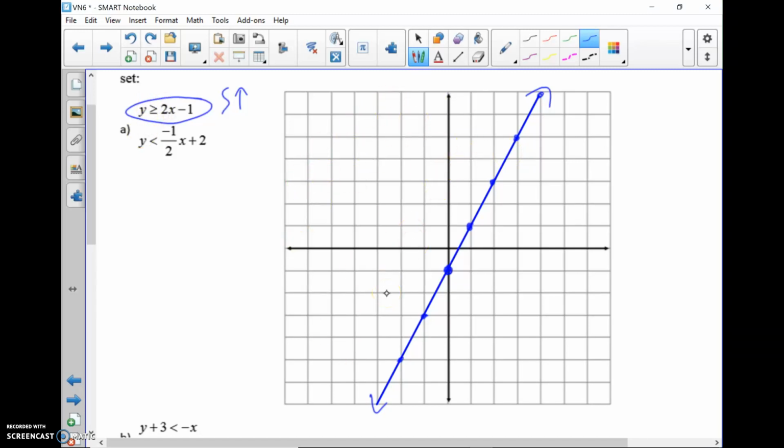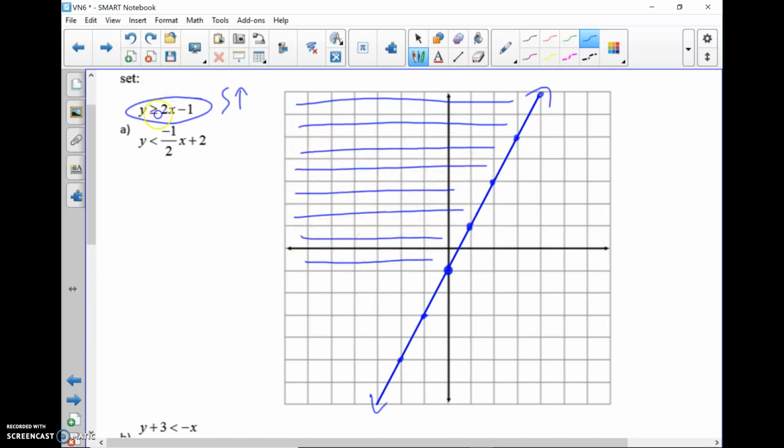But again, if you're not sure what side to shade, simply pick a test point. If I pick a point over here, it's going to work. If I pick a point over here, it's not. So if I pick any point in the coordinates over here, it's going to come out to be a true statement, and any point over here is going to come out to be a false statement. But greater than is above, and you can use the y-axis as a guide. This is the part of the y-axis that's above. So this is the side that I'm going to shade.